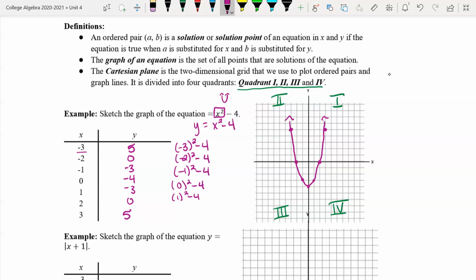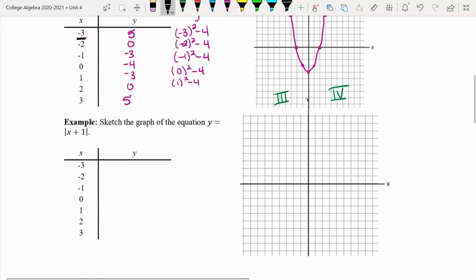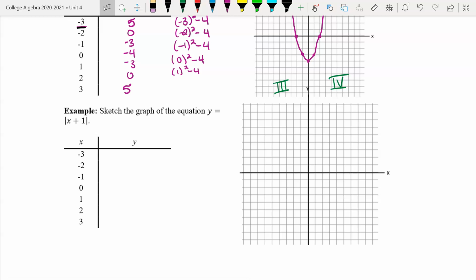Okay, the big thing here is that you can plug in the x value they give you to solve for y. And that's what we did to graph it. So the same way down here, it says sketch the graph of the equation y equals absolute value of x plus 1. Just plug it in and solve it. So that's going to be negative 3 plus 1, absolute value of negative 2, which should be 2. This one's a little bit easier because it kind of gives you the pattern.